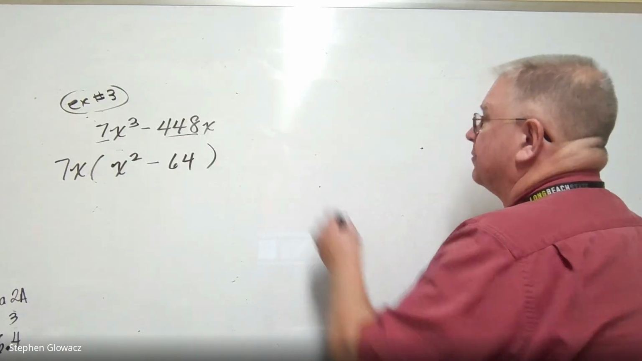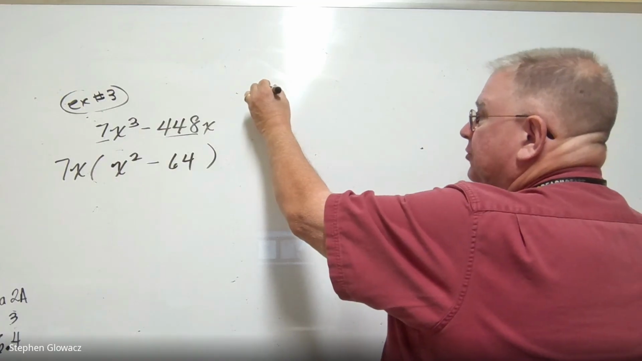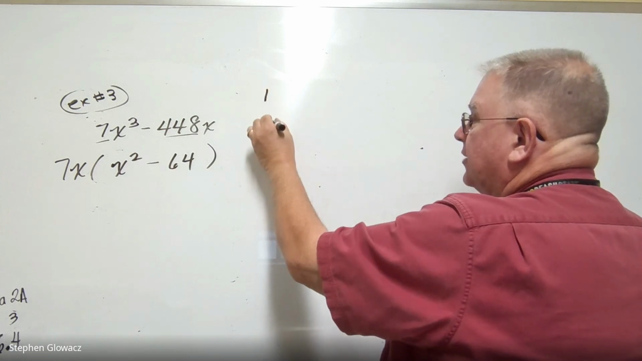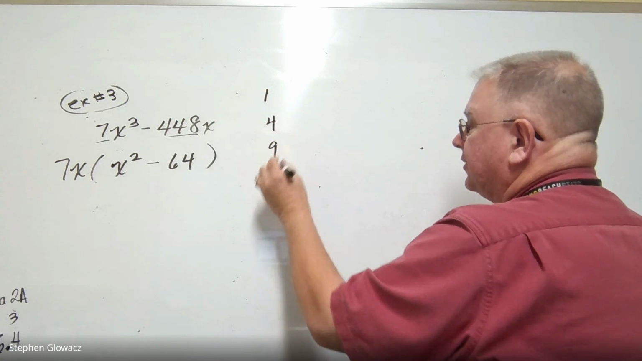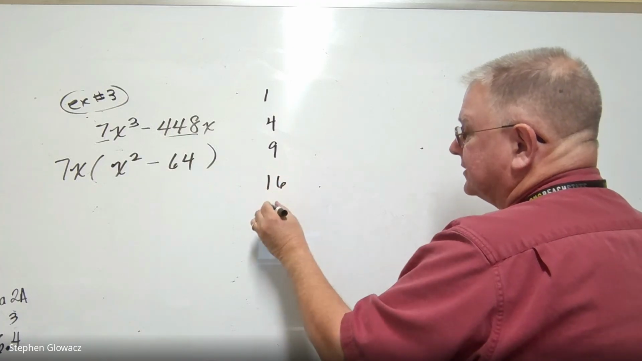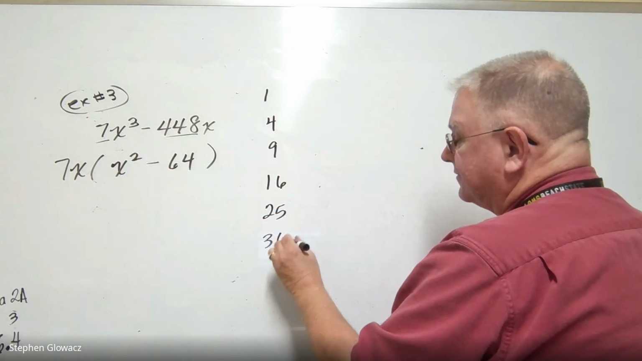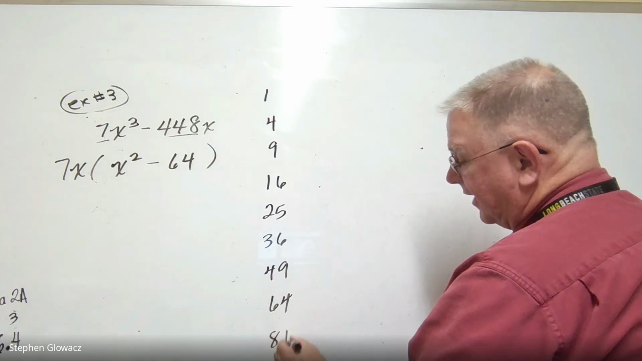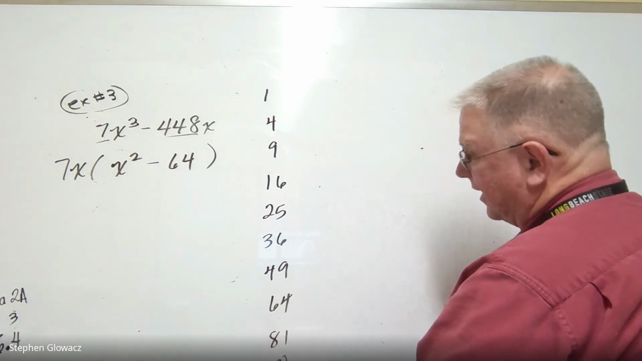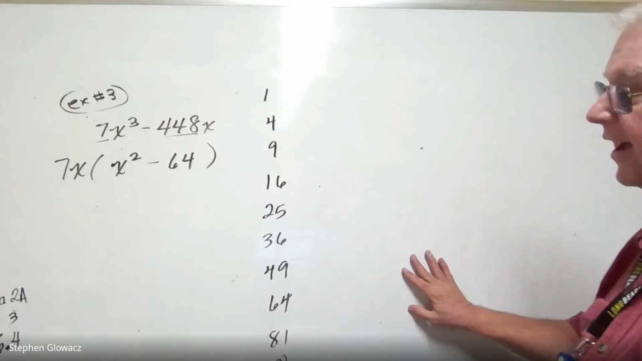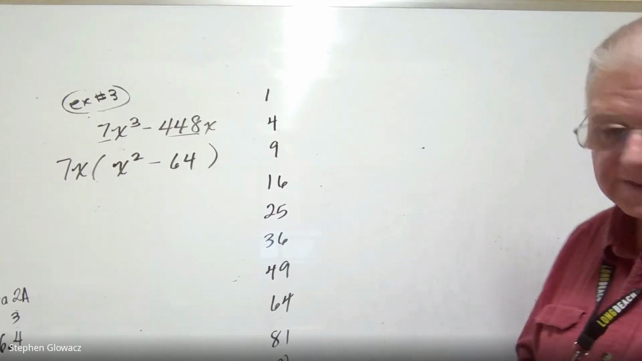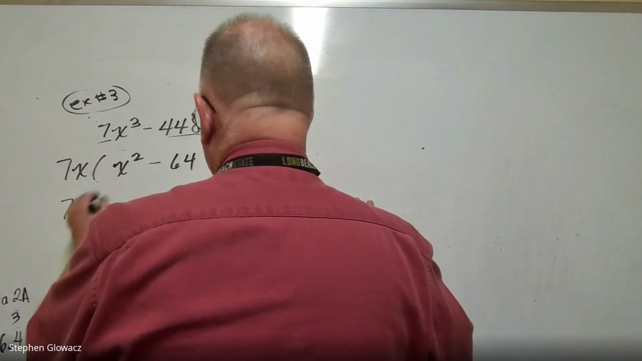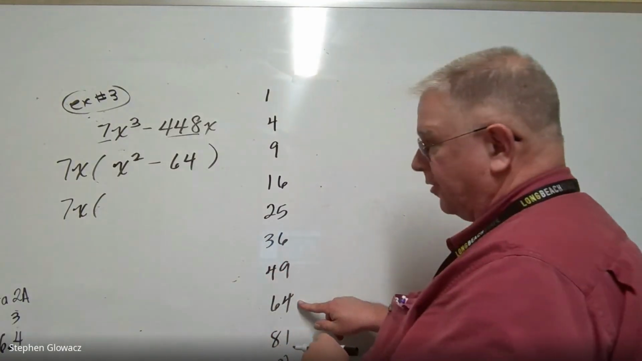So how do we find the perfect squares? Well, we can just multiply numbers starting with 1 by themselves. 1 times 1 is 1, 2 times 2 is 4, 3 times 3 is 9, 4 times 4 is 16, 5 times 5, 6 times 6, 7 times 7, 8 times 8, 9 times 9, 10 times 10 is 100. Of course, that keeps going, but that's all we're going to need for the examples and that you'll need for your work.